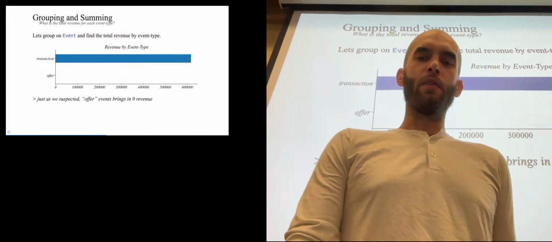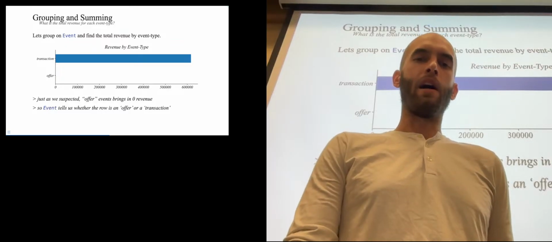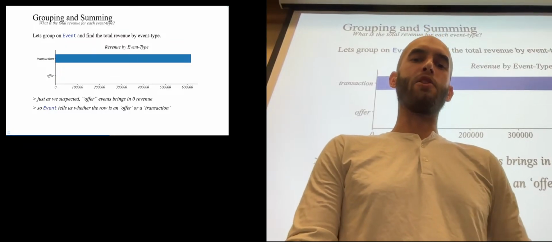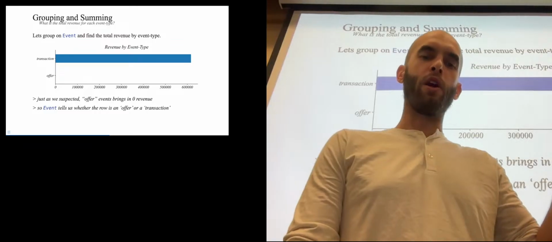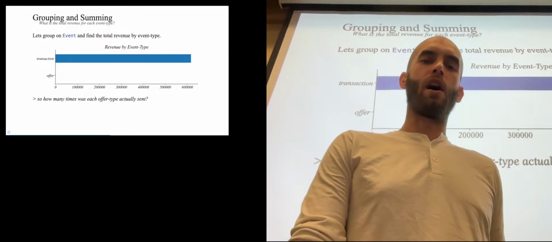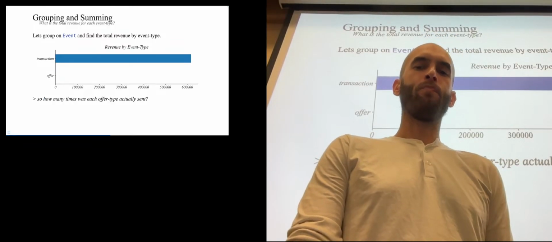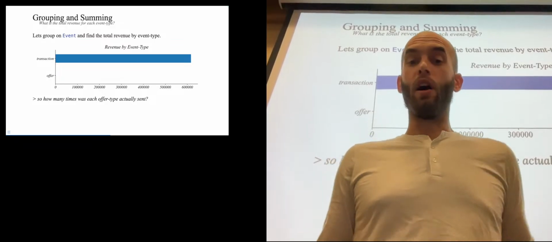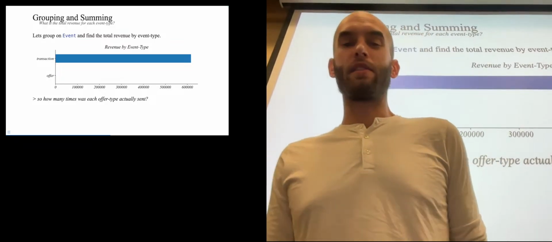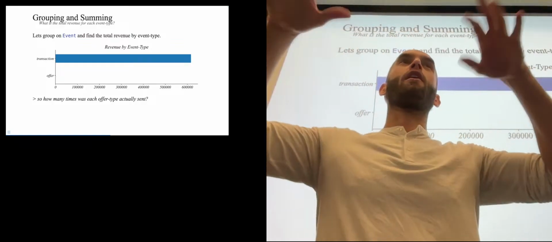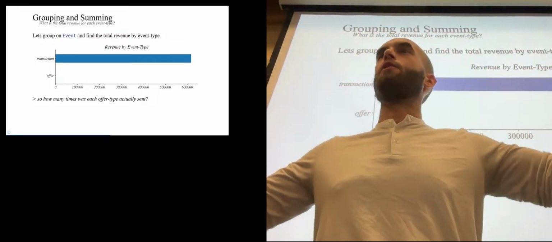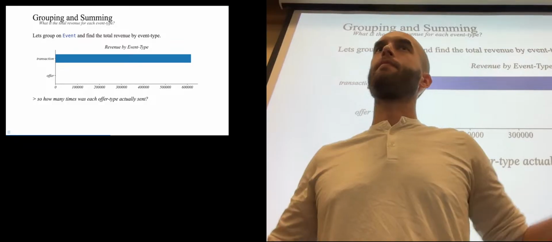So we're bringing in 0 revenue per offer. And this event column is doing this differentiation for us. It's telling us whether it's an offer that's sent or whether it's a transaction that's actually taking place. Okay, so nice. So this gives us sort of our baseline understanding of what this data set contains.